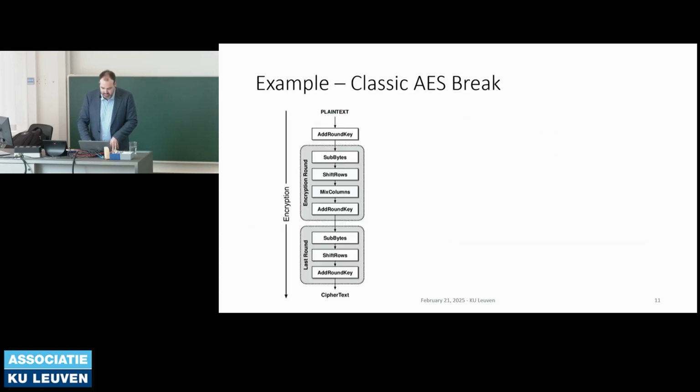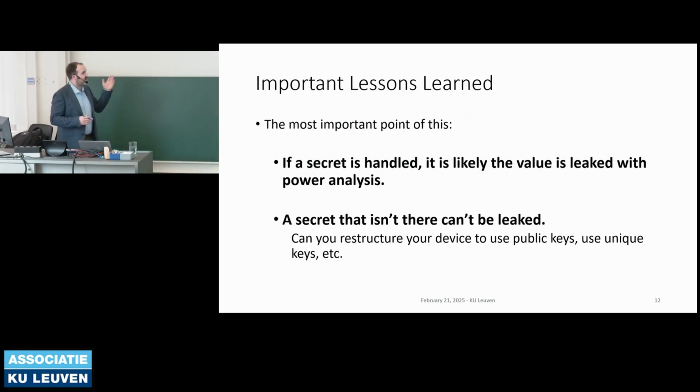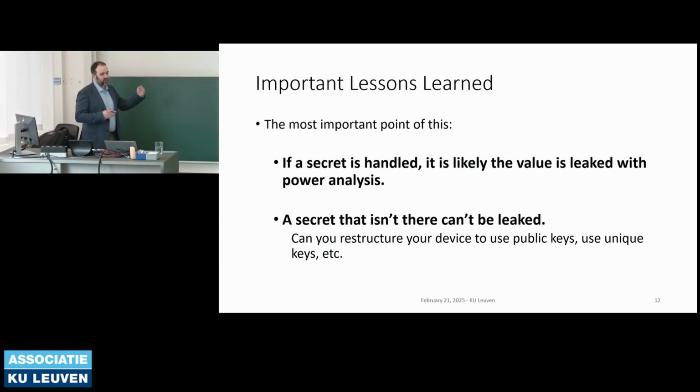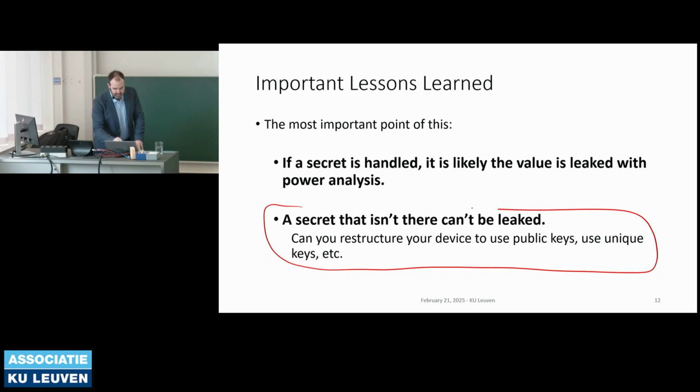And it's the same thing with power analysis, right? The point is that if the secret's handled and you don't do anything special, it's almost guaranteed that the value is going to be leaked somewhere. So I could go to masked implementation. I could just try to re-architect my system so that the secret is more difficult to leak or isn't really available.